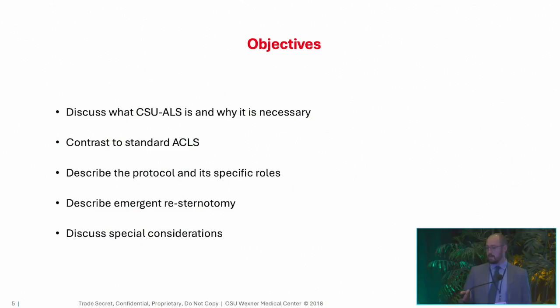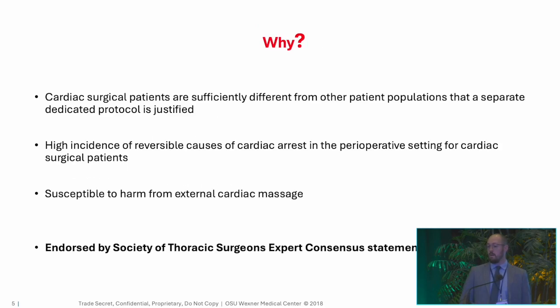So objectives for my presentation: we're going to talk a little bit about what CSU ALS is and why it's necessary. We're going to contrast it to the standard ACLS protocol, which many of you I'm sure know very well, and I'm sure some of you have at least heard of CSU ALS. We're going to talk about the protocol, the specific roles it involves, and then describe the process of the emergent resternotomy, which is one of the basic tenets of CSU ALS, and then we're going to discuss a few special considerations.